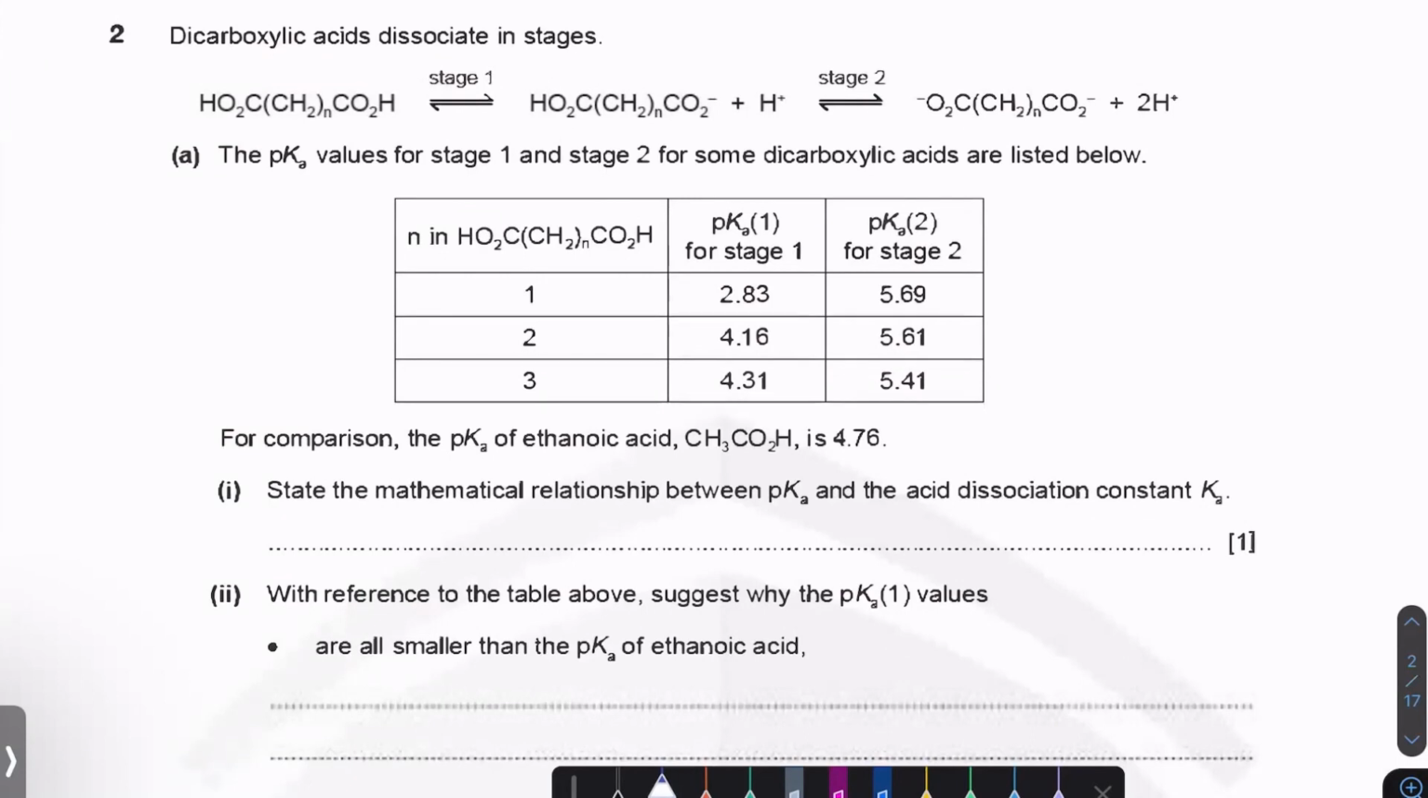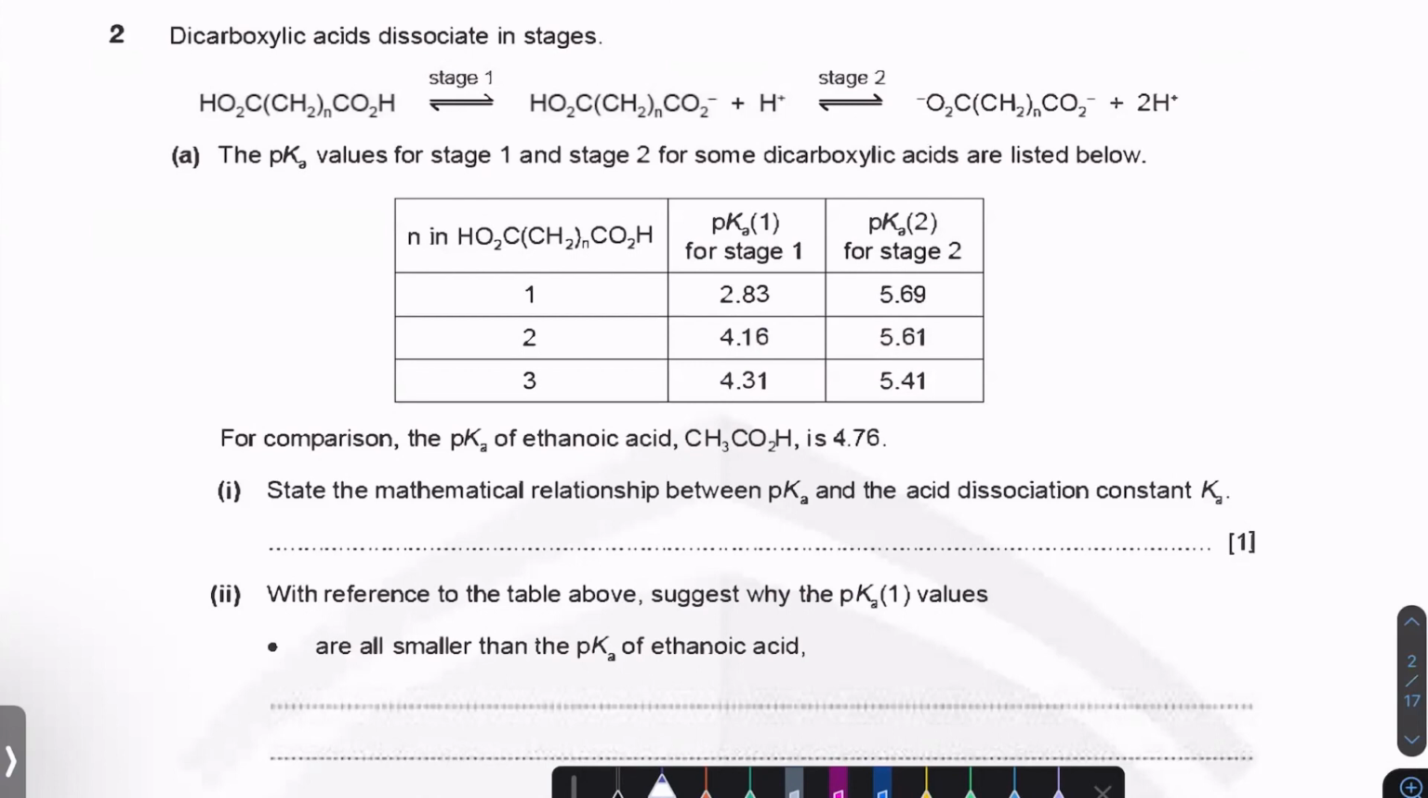Okay, dicarboxylic acids dissociate in stages. We have a dicarboxylic acid; whatever is in the middle, we don't care about it. In stage 1, H positive is lost from one side, and in stage 2, H positive is lost from the other side. The pK values for stages 1 and 2 are listed below. For comparison, the pK value of ethanoic acid is 4.76.